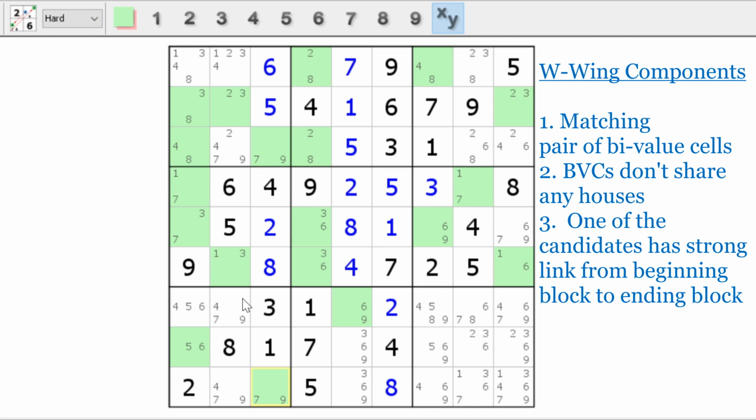So if I look through here, let's see, 2, 3, 2, 3, I'll solve that while I'm at it.